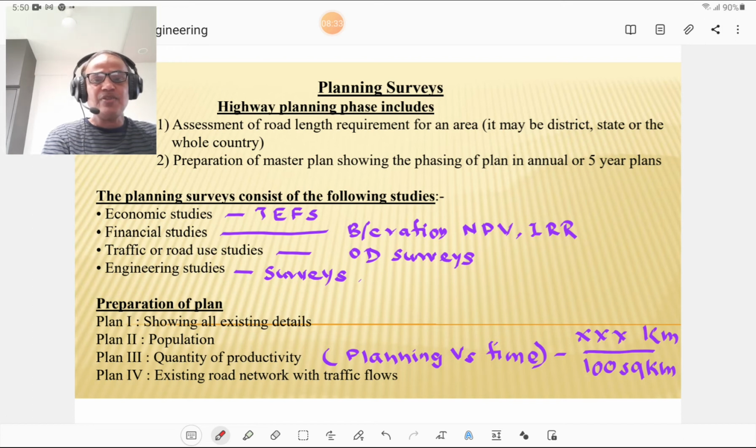Then the second step is the preparation of plan. Plan 1 shows all the existing land details, so it includes the topographical survey showing the existing land details. Plan 2 includes all the population. Plan 3 includes the quantity of productivity, meaning planning versus time, how many kilometers we are going to construct for 100 square kilometers or 10 square kilometers, like that. And plan 4 consists of the existing road network with traffic flows. Such a preparation of plan should be taken up for proper planning of the highway network to a large extent.